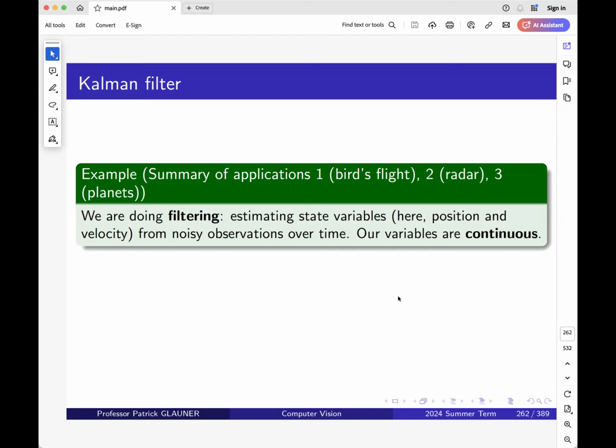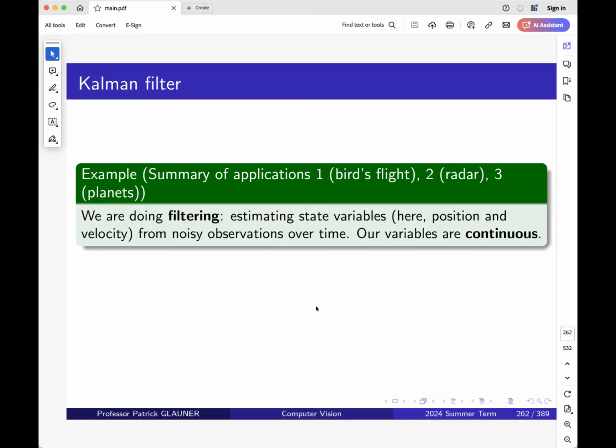All those three have one thing in common: we are doing filtering. And what we are doing is actually estimating the state variables, for example, the position and the velocity. But what is very important is noisy observations. And that's why we have worked with these transition tables, because those allow us to handle noisy observations over time.